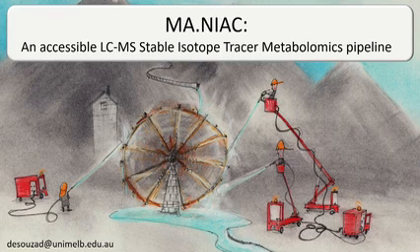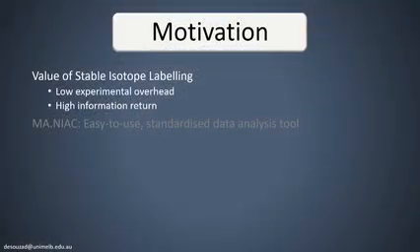So I'm talking about Maniac, which, yes, sounds a lot like manic, which is an accessible LCMS stable isotope tracer metabolomics pipeline that we've developed at Metabolomics Australia in Melbourne. So, of course, James has already really given you a background into the motivation behind why we'd want a nice pipeline like this. Stable isotope labeling, as you can see, has low experimental overhead. You're only really adding in the labeling to what would be your traditional experiments in general, but you then get a really high information return.